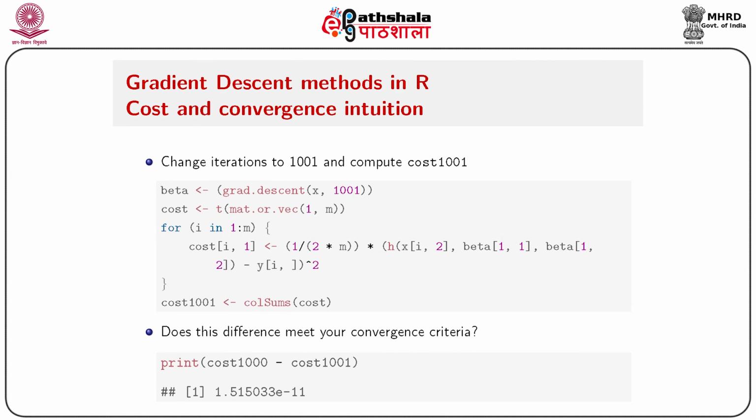Now changing the iteration to 1001 and computing the cost1001. So again I can compute cost1001 by this, and does this difference meet your convergence criteria? If you get the difference, it would be 1.5 into e to the power minus 11. If that is your criteria, then you can stop here, otherwise you can continue further. So that's all about the gradient descent method and its implementation in R.